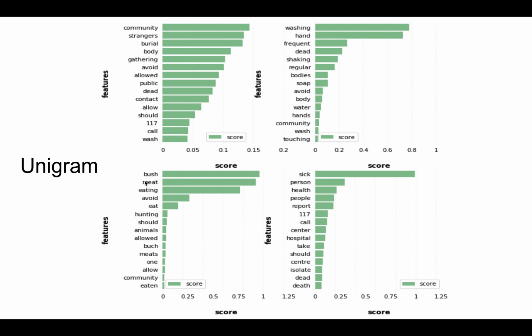And for this one it's bush, meat, eating, something. You can imagine it's going to tell you don't eat bush animal meat, something like that. And for this one it's sick, person, not healthy, people, the same. And for this one, report, 117, call. The 117 is kind of like a 911 number. When you have some trouble or issue, or you want to report something, call this number. If I do bigram, definitely these two words would be related.